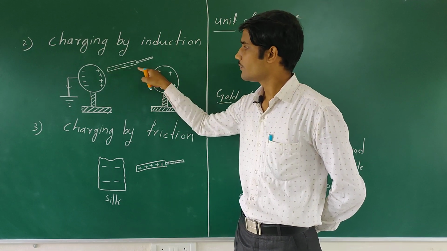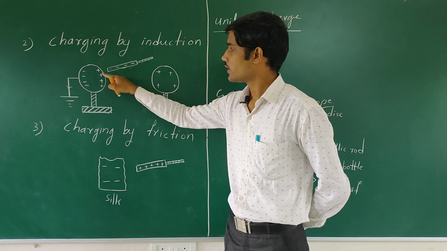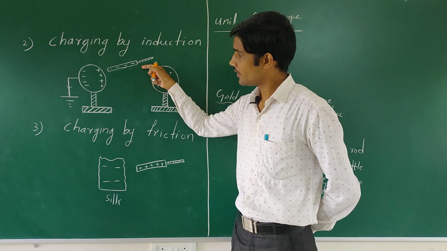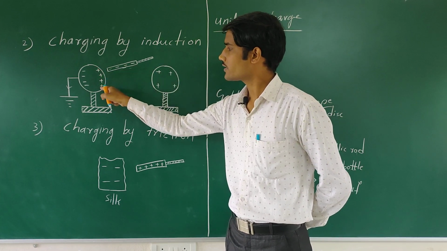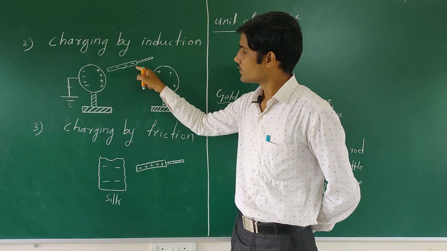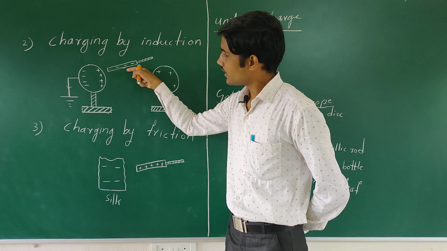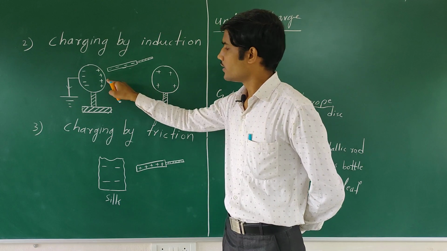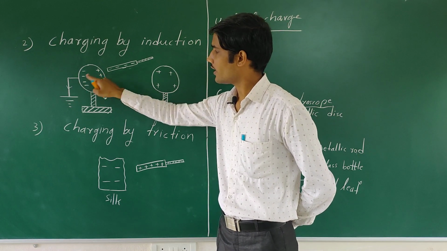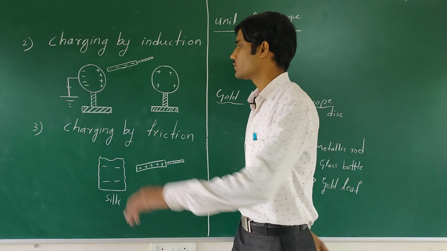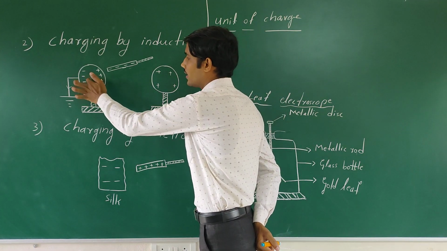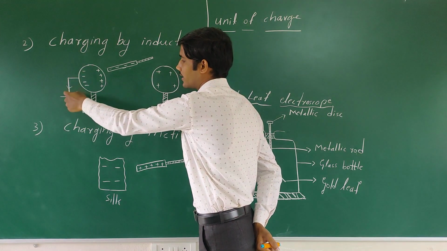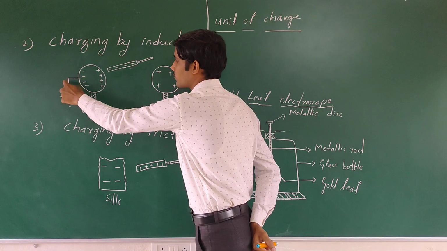If you bring a positive charge near, the induced charge developed will be negative. Here we are bringing the negative charge to the body, and positive charges are developed, so equal and opposite charges will be developed. We connect the negative charge side to the ground. Once we connect it to the ground, the electrons will flow to the ground.